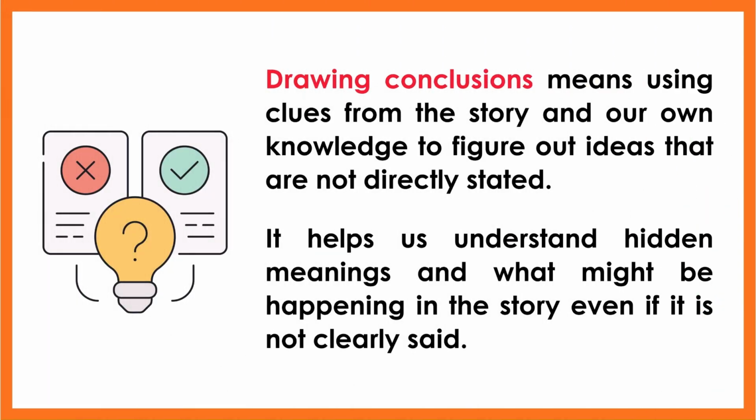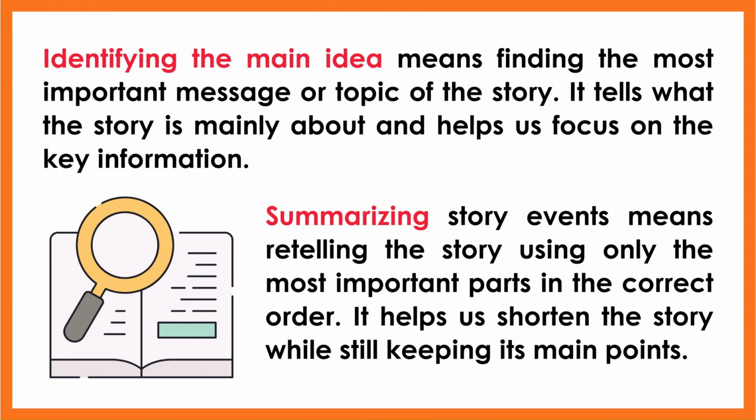Drawing conclusions means using clues from the story and our own knowledge to figure out ideas that are not directly stated. It helps us understand hidden meanings and what might be happening in the story even if it is not clearly said. Identifying the main idea means finding the most important message or topic of the story. It tells what the story is mainly about and helps us focus on the key information.